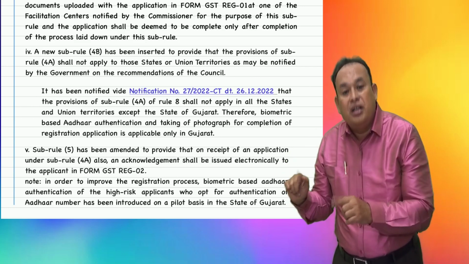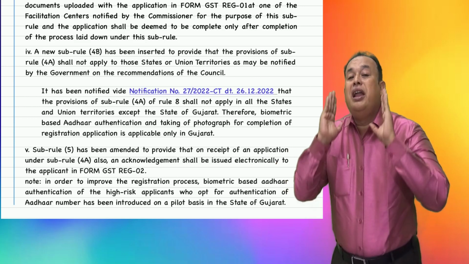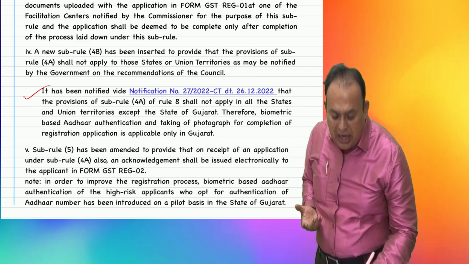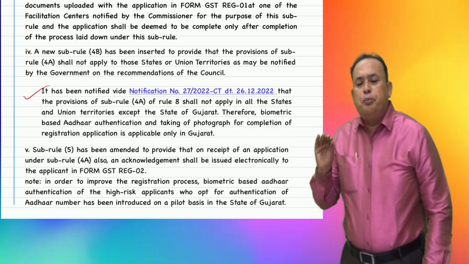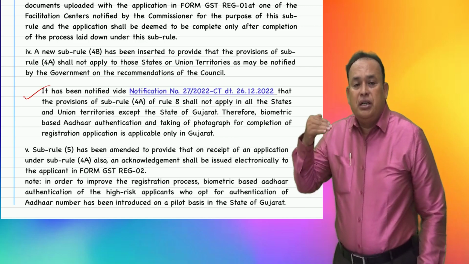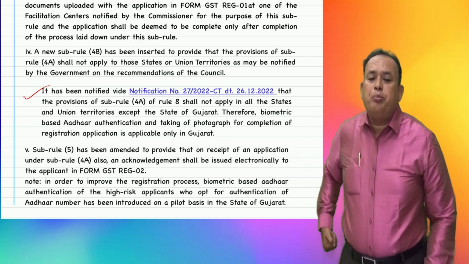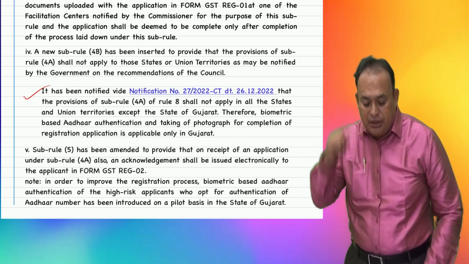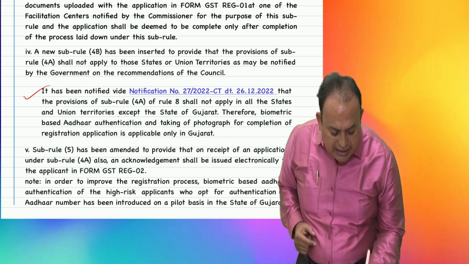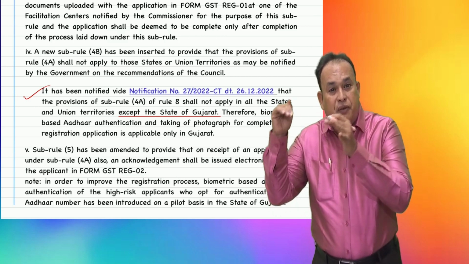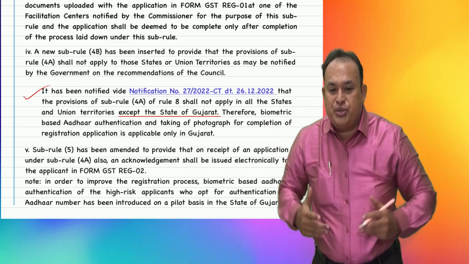Notified for which state? Only in the state of Gujarat. That is what I am referring to. It has been notified that the provision of sub-rule 4A of rule 8 of the CGST Rules shall not apply in all states and union territories except the state of Gujarat, because it has now been introduced in the state of Gujarat on a pilot project basis.